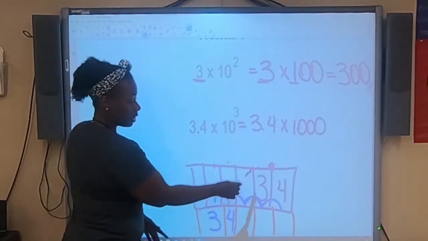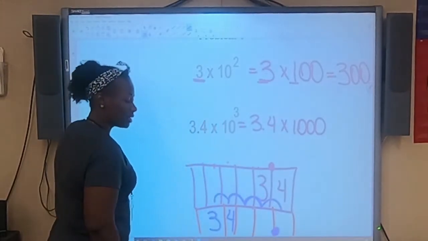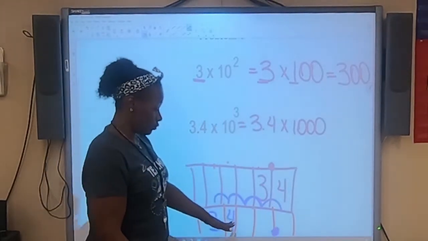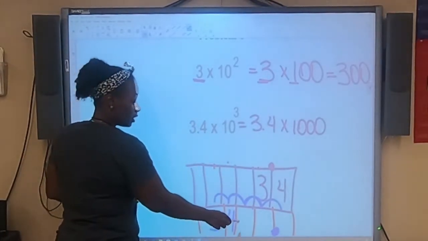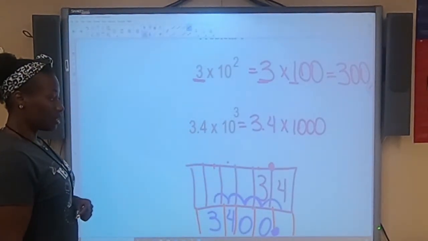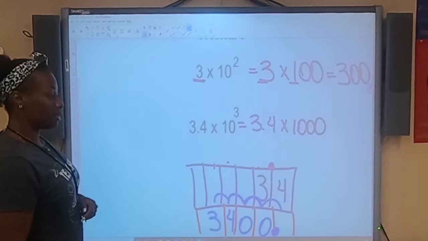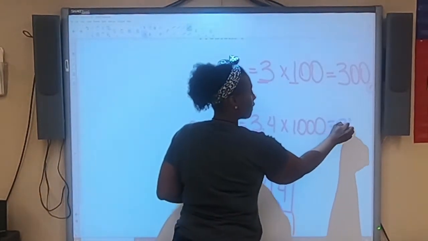I'm out of digits. My decimal is all the way down here. What did we learn in lessons 1 and 2 to do to get us back to that decimal? Simply add zeros. So I'm going to add my 2 zeros. So I know that 3 and 4/10 times 10 to the power of 3 will give me 3,400.